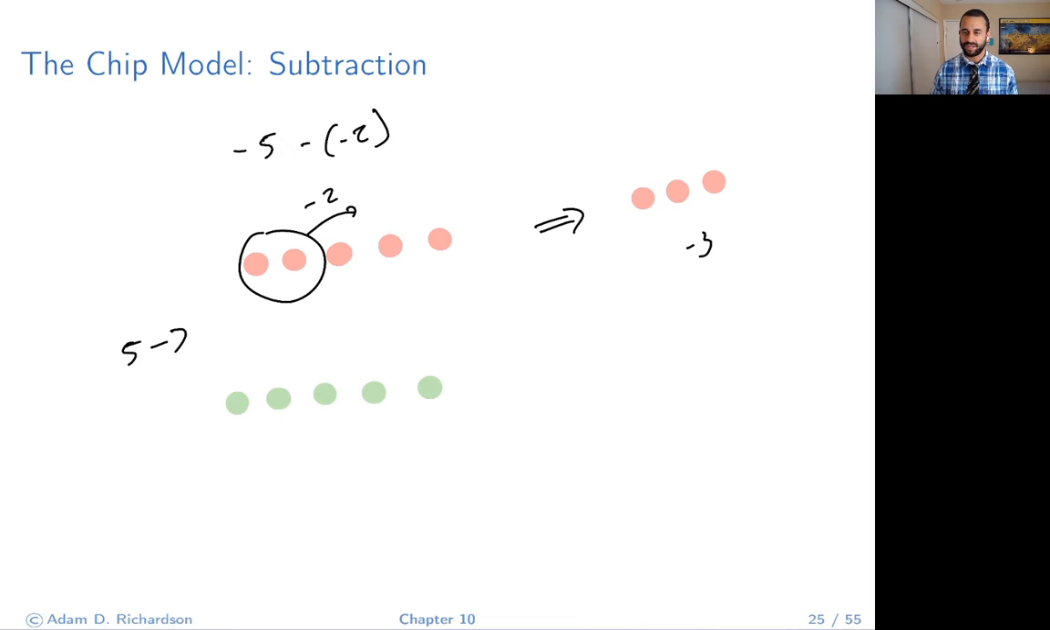Well, we don't have 7 to take away, but we can use one of the most powerful techniques in mathematics, and we can add 0. So that's exactly what we're going to do. We're going to add 2 0 pairs. Check this out. Let me go ahead and get some more here. What I'm going to do is this.